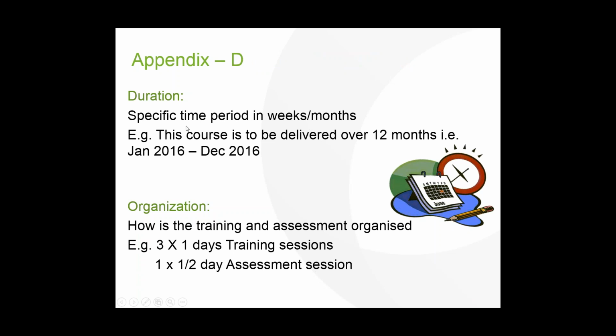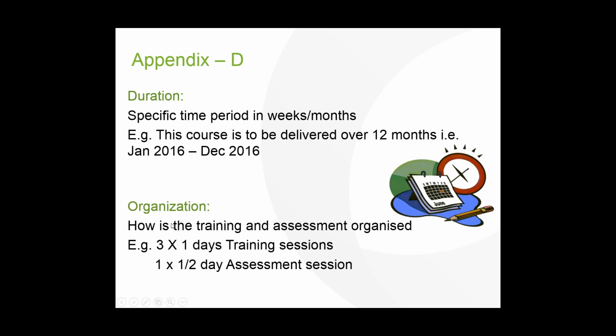Duration is talking about specific time periods in weeks, in months. For example, this course is to be delivered over 12 months, that is January to December. That's it. You need to write a line based on this. This course is to be delivered over 3 months, January to March. This course is to be delivered over 3 weeks. This course is to be delivered over 2 days. That's duration. It's simple.